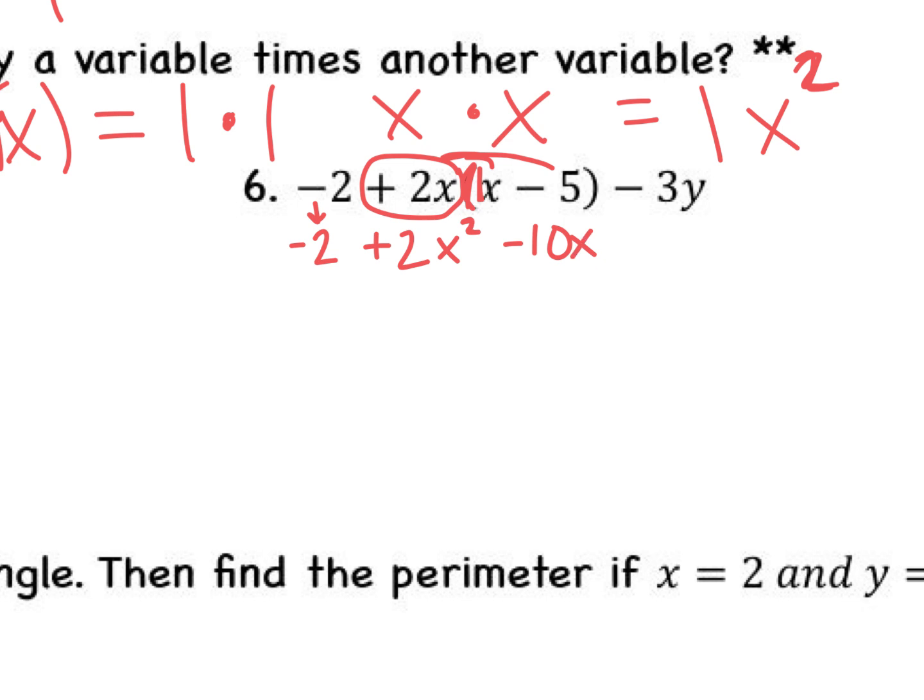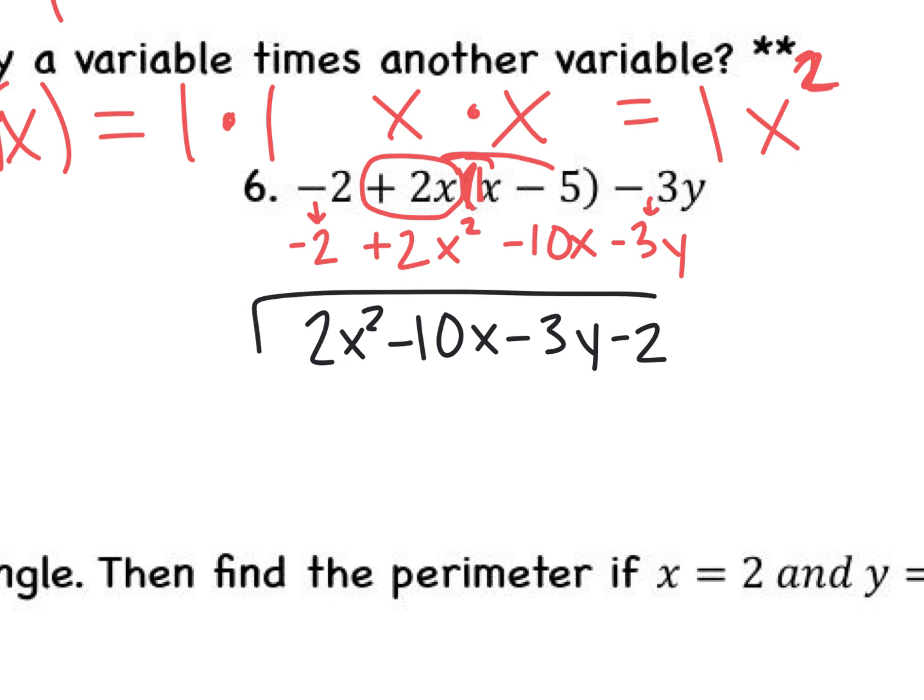And what are we going to do with that negative 3y? Are we going to do anything with it? We're just going to bring it down. It is not in the parentheses, so we are not distributing to it. So now, can I collect like terms? Do I have anything that matches? I do not. These are all different. I have my 2x squared minus 10x minus 3y minus 2. If we're going to write it in order by exponent, or if you leave it like this, that's fine too, because nothing matches, so we're done.